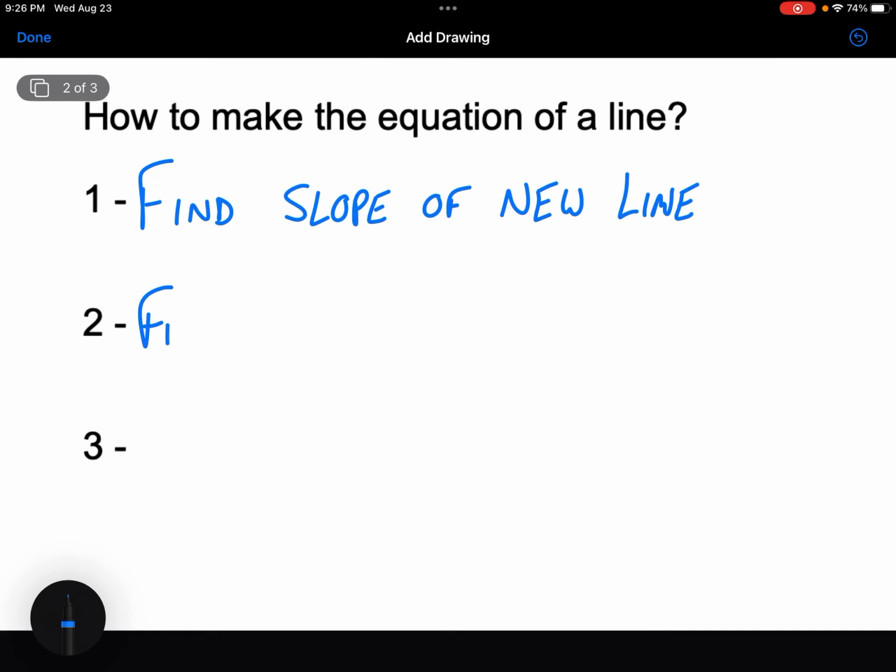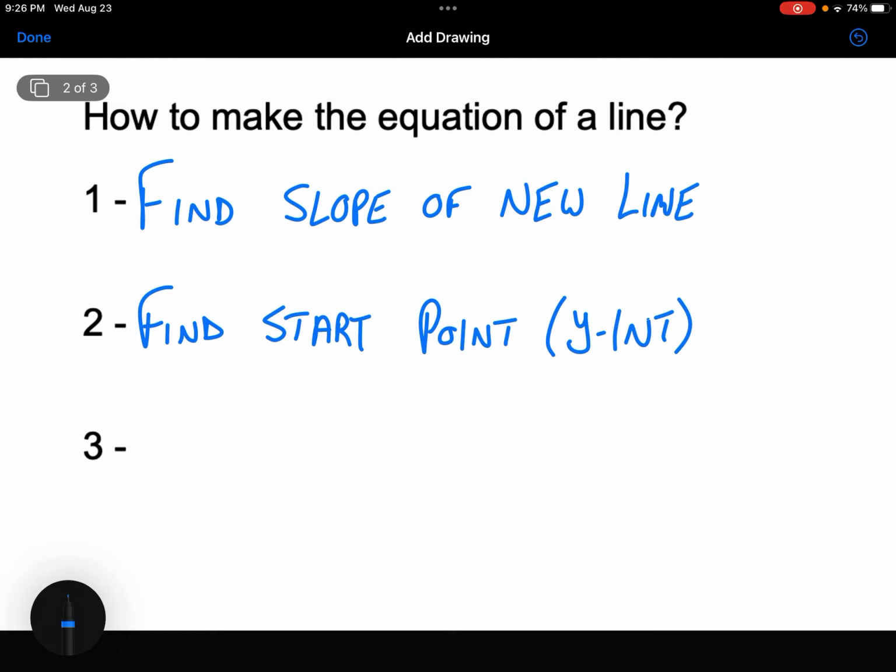The next thing you want to do is find your starting point. Now, you might have to do that by subbing into a formula. It might be given in the question, but you need to find your starting point. And then finally, you're going to put the line into y equals mx plus b, and rearrange if you need to.